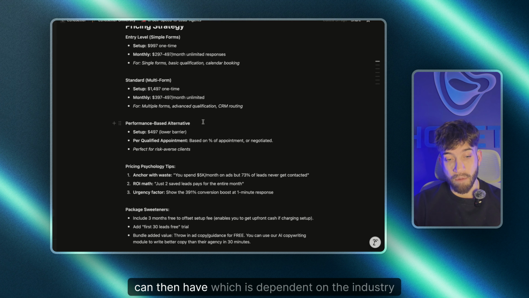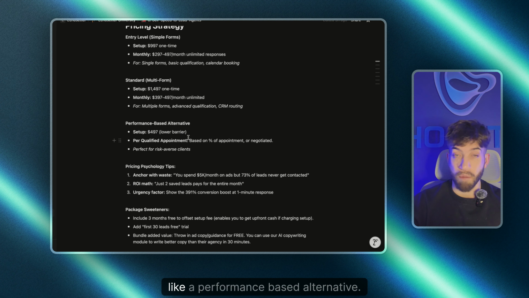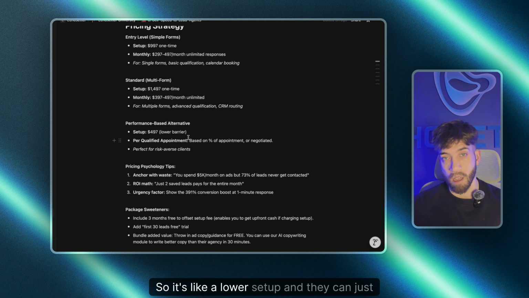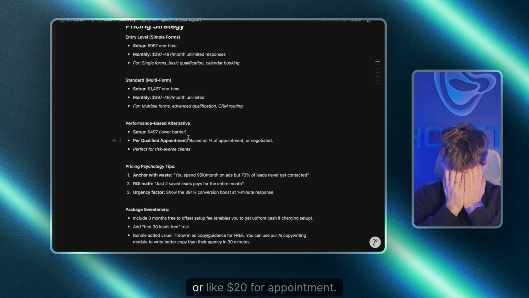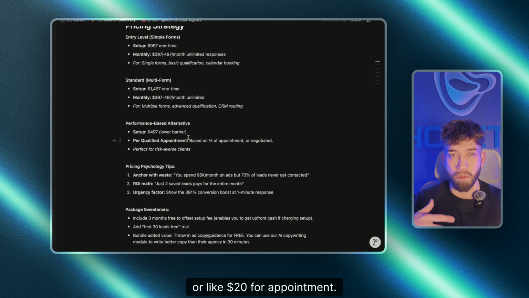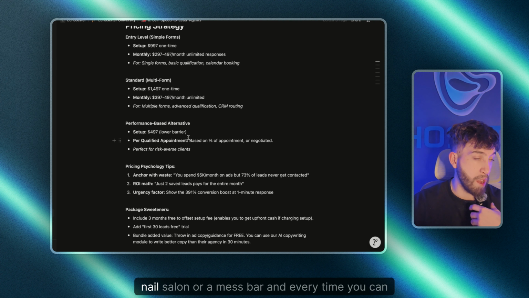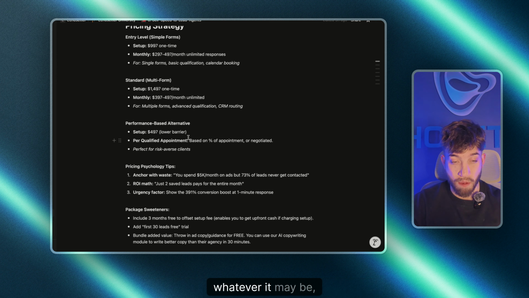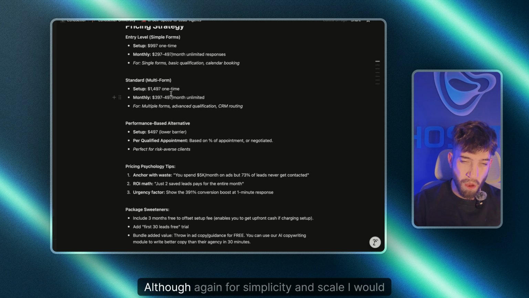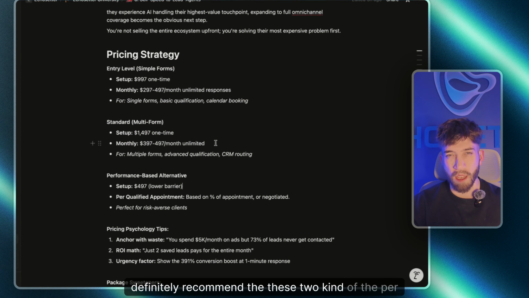You can then have, depending on the industry, a performance-based alternative. So it's a lower setup, and then you charge almost a percentage of the sale from the ad, or like $20 for an appointment. So if you've got high foot traffic, like a nail salon or a med spa, and every time you can attribute a booking from an ad you get $20, $30, whatever it may be, that can also be helpful. Although again, for simplicity and scale, I would definitely recommend these two, the per month sort of thing.